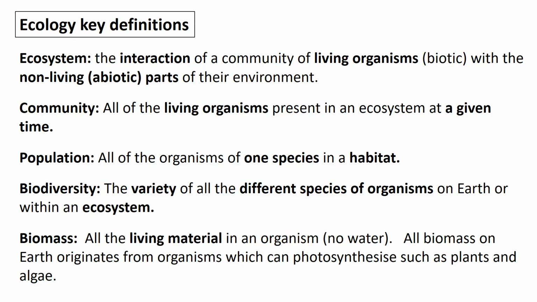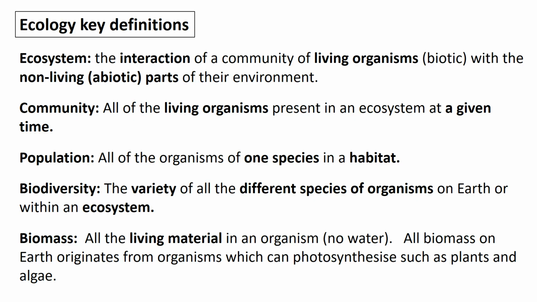First one is what an ecosystem is. So an ecosystem is the interaction of a community of living organisms, the biotic things, with the non-living parts of their environment. So it's basically how all the interactions occur in an ecosystem. Community is the next one, and that's all of the living organisms present in an ecosystem at a given time.